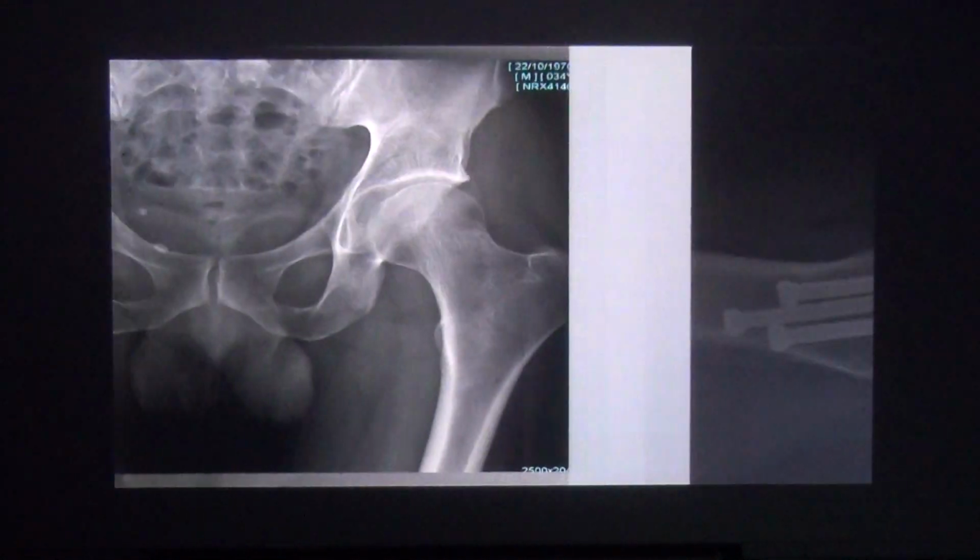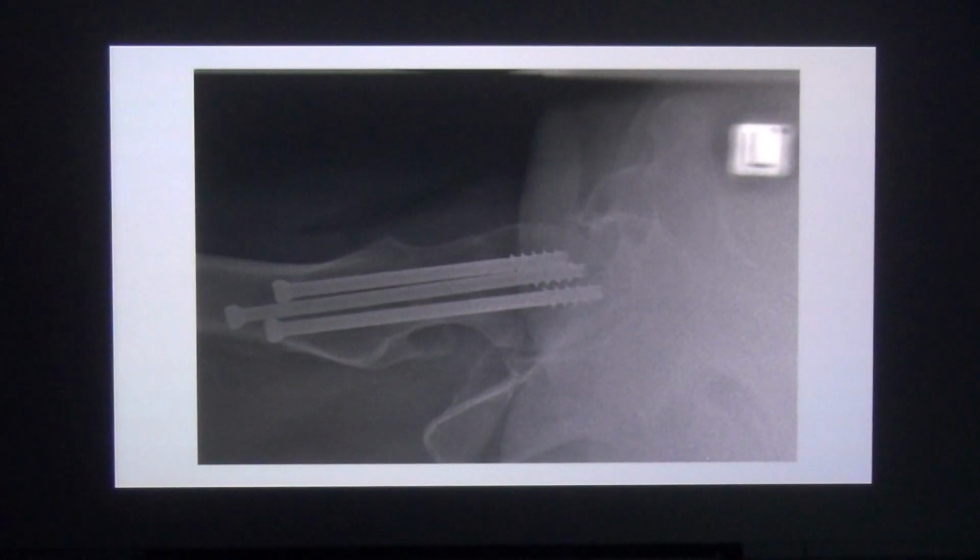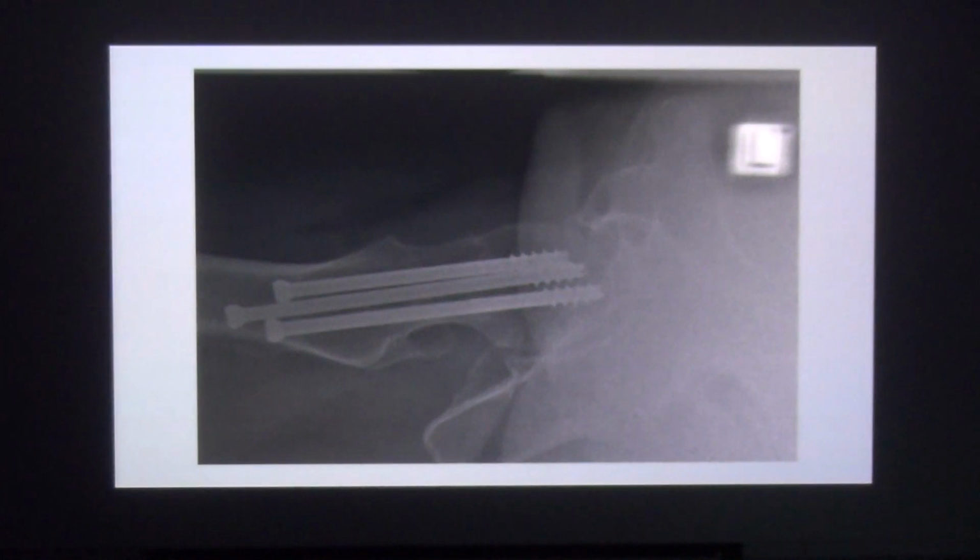There it is. It's totally great. But you see how there's no callus there? Because they got a really good reduction. They fixed it, they compressed it, the patient walked on it a bit, and it didn't move. And therefore, it got primary cancellous healing.